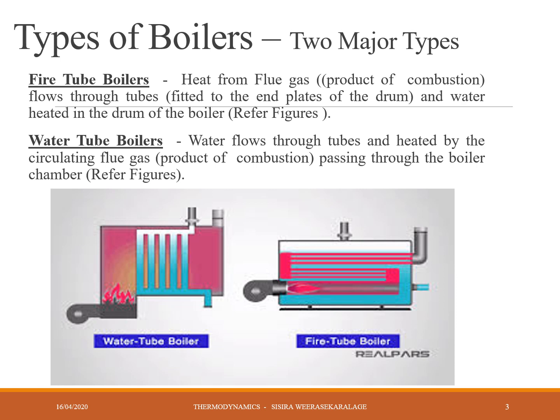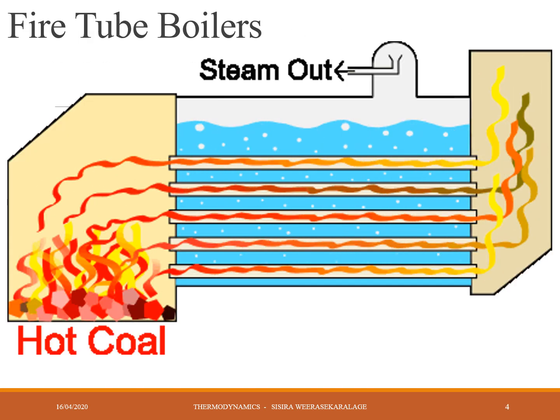The next case, I think now it is very clear that you don't need more clarification. In water tube boilers, water goes through tubes, and outside the tubes everywhere you have flue gas, that means product of combustion. So next we'll see. You can understand easily even if you miss this slide. It is very clear.